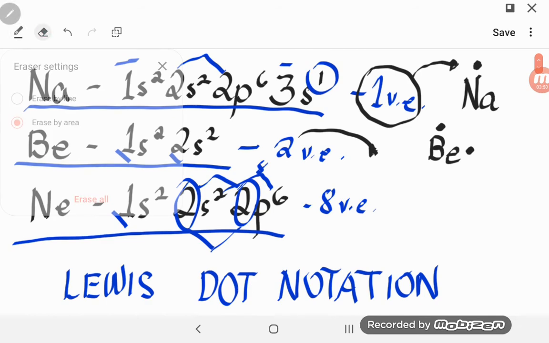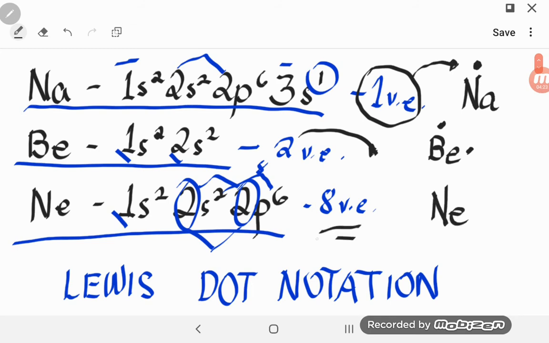But then, just like sodium, you can also do a counterclockwise position, just like that. Or if you don't want to start on top, you can start on the right corner, then proceed at the bottom part. So that's how you write the Lewis dot notation for the element beryllium. Now the next one is neon.